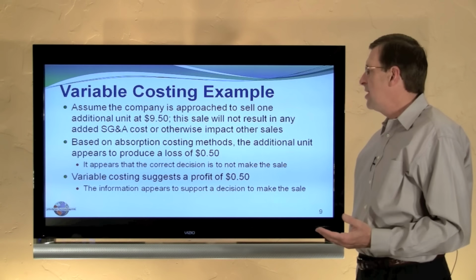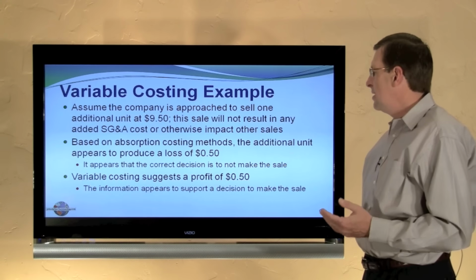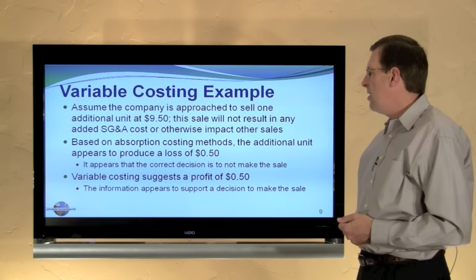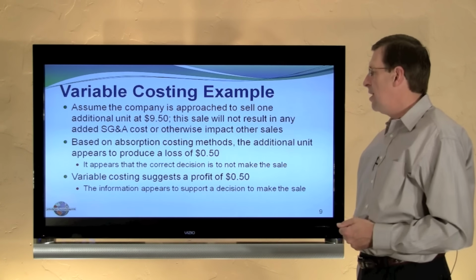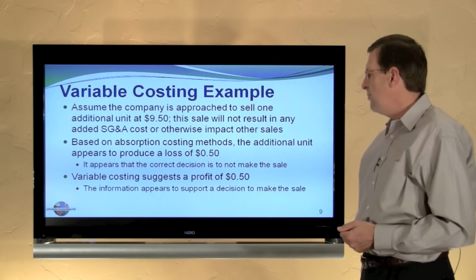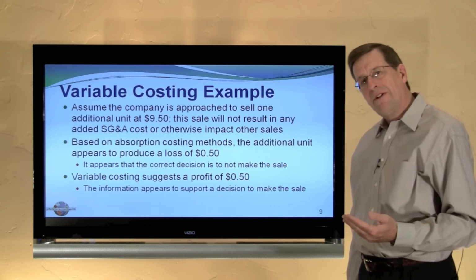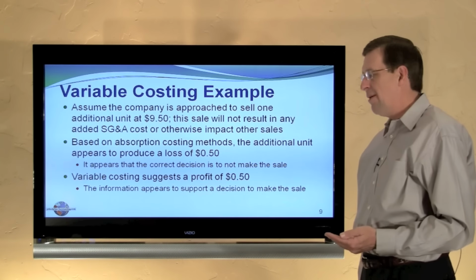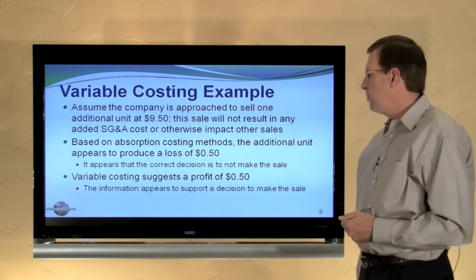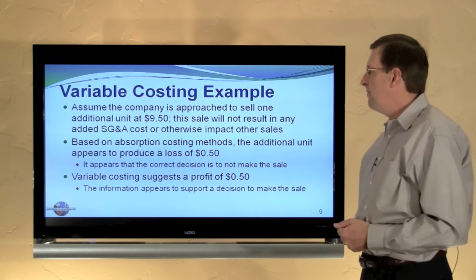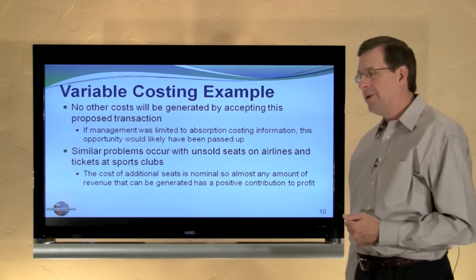Now, let's assume that this company is approached to sell one additional unit of output at $9.50. This sale will not result in any added SG&A cost or otherwise impact other sales. If we were to base our evaluation on absorption costing, the additional unit appears to produce a loss of about 50 cents. It appears the correct decision is not to make the sale. To show how variable costing can improve the decision process, however, variable costing considers product cost to be only $9. A $9.50 sales price suggests a 50-cent marginal profit on the additional unit of sales. If management was limited to absorption costing information, the opportunity would likely be lost.